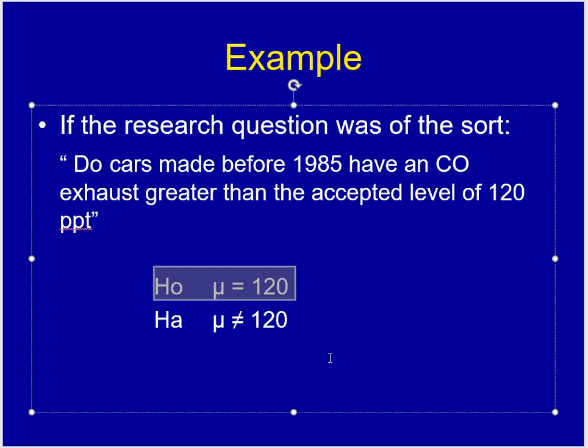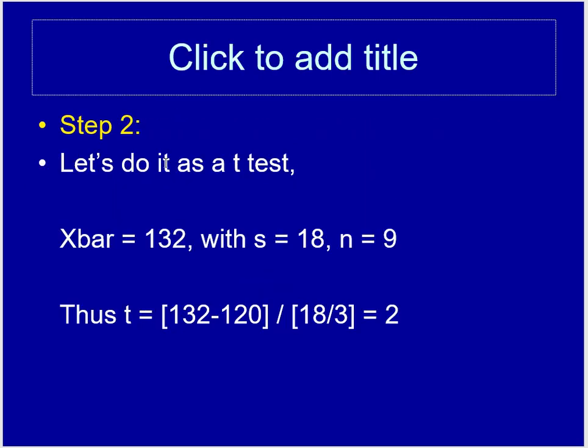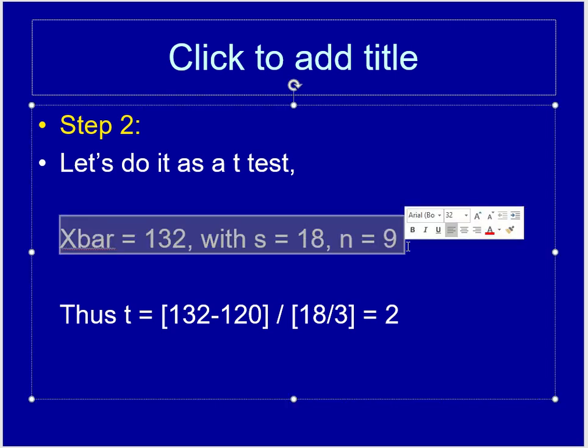The alternative hypothesis: mu of CO of those cars made before 1985 is not equal to 120. Okay. Step number 2, you're going to set alpha at 5% and you're going to do a test. All right, so this time I'm going to do a t-test. So let's suppose I was able to obtain 9 cars.